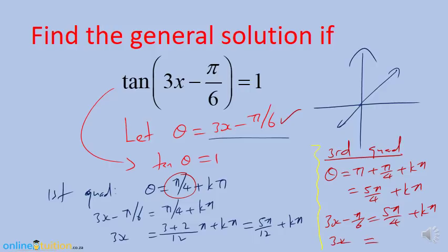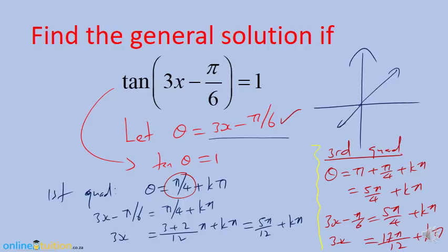That's 4 goes into 12 3 times. That's 15. Plus another 2 gives me 17 pi over 12 plus k pi. Remember, they don't want 3x, so divide throughout by 3. You get 17 pi over 36 plus k pi over 3. And that's it, as simple as that.